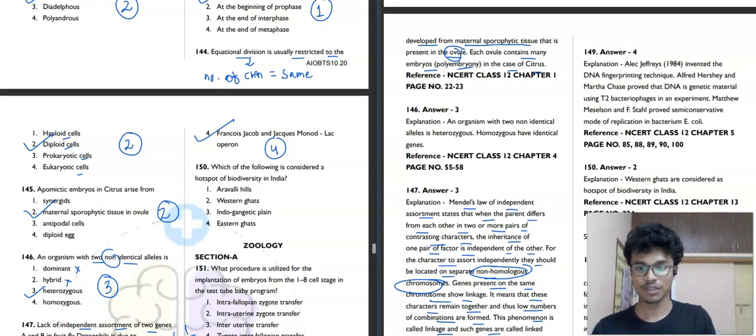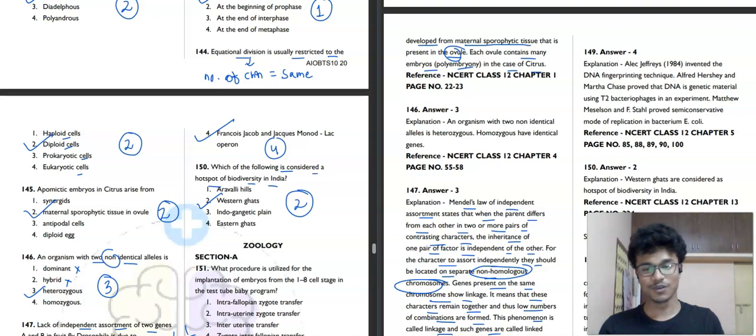Moving towards the next question. Which of the following is considered a hotspot of biodiversity in India? Aravalli Hills, Western Ghats, Indo-Gangetic Plain, or Eastern Ghats? So the biodiversity hotspot is the Western Ghats. The second option is your correct answer for this question.